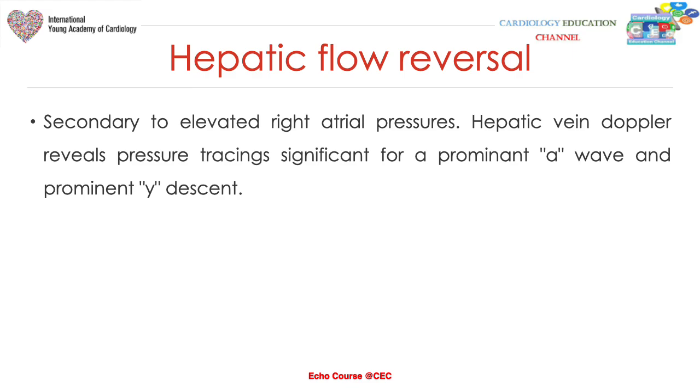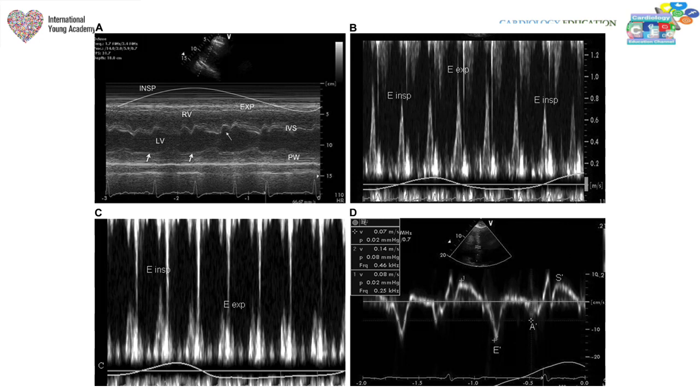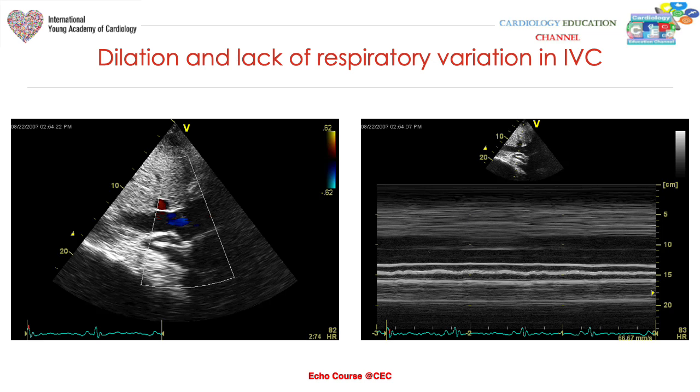The hepatic vein Doppler reveals the pressure tracing significant for a prominent A wave and a prominent Y descent, as you can see from the images here. The image here is a collection of the findings of a patient with constrictive pericarditis. You may have the M mode with the classic septal shuddering or septal bounce in inspiration and in expiration. This is the Doppler across the tricuspid valve. This is the Doppler across the mitral valve with the variability of respiration, and this is the tissue Doppler of the mitral annulus. And this is the IVC. As you can see here, it is dilated and non-compressible with no respiratory variability.